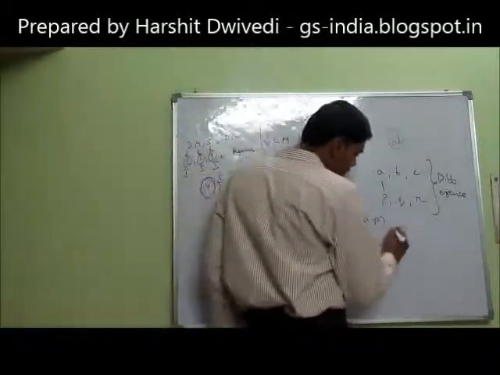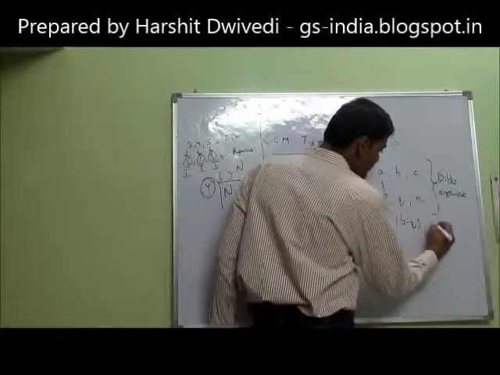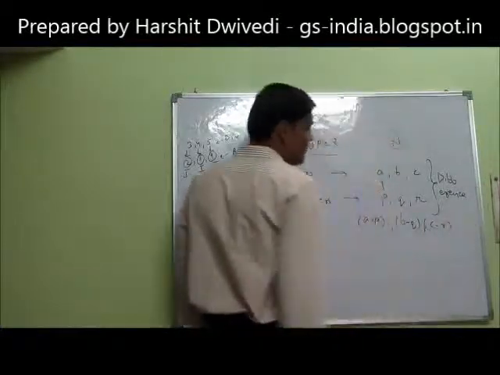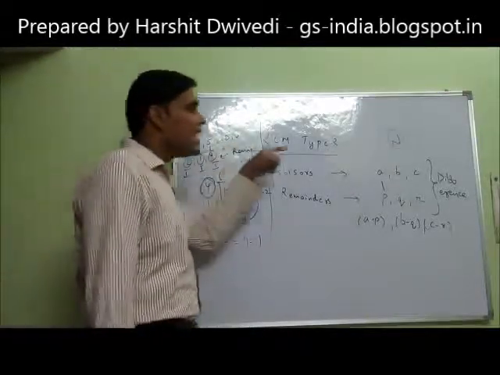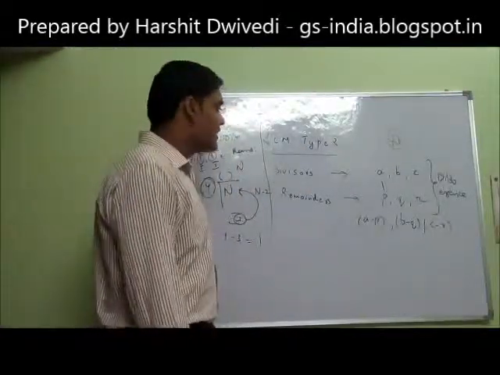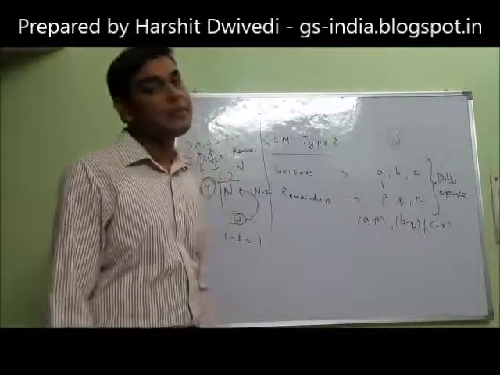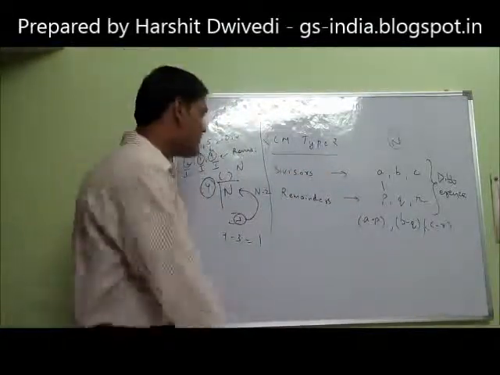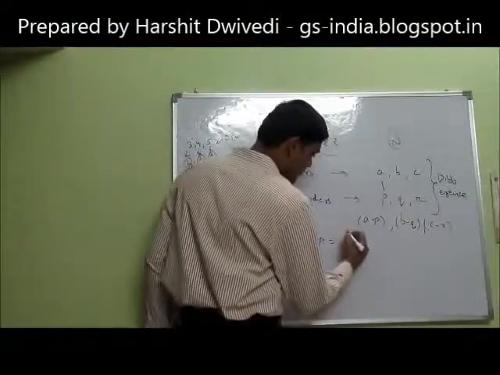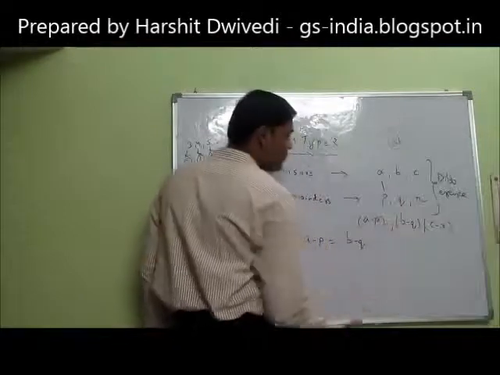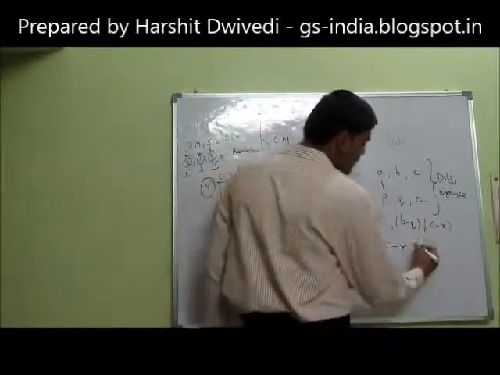So A minus P, what will be the difference here? B minus Q, what will be the difference here? C minus R. So the LCM type 2 condition says that the respective difference between the divisors and the remainders is the same in all the cases. So what we can say? That A minus P will be equal to B minus Q will be equal to C minus R. Let us suppose it equals K.